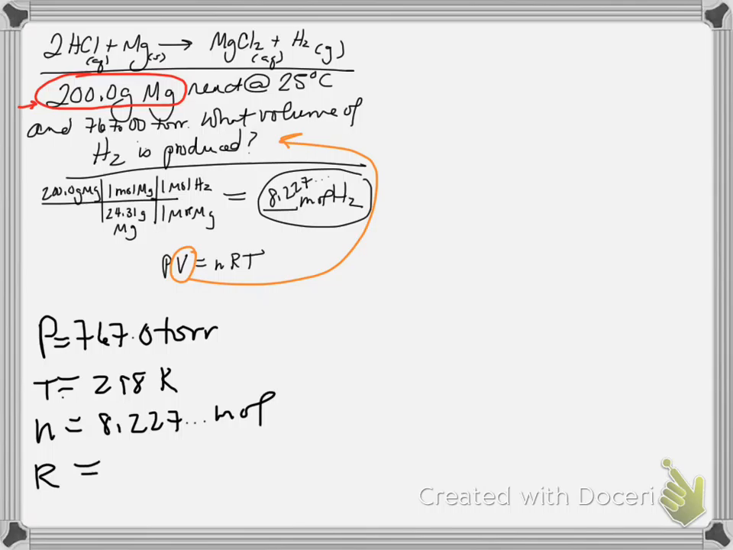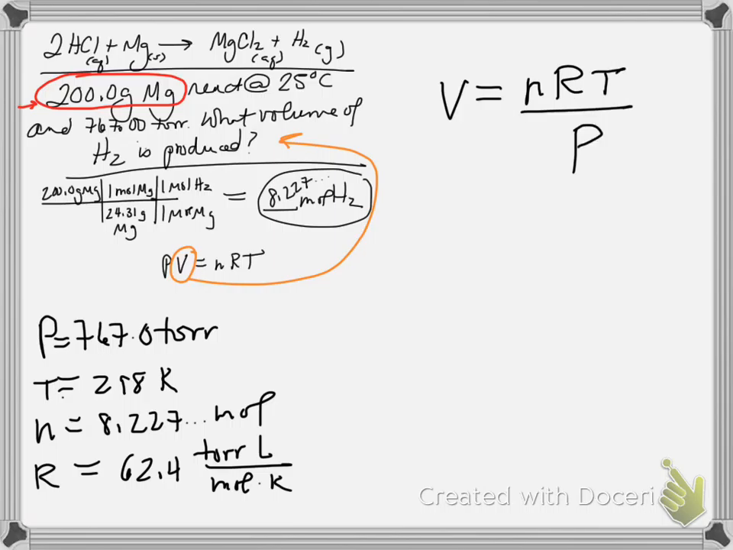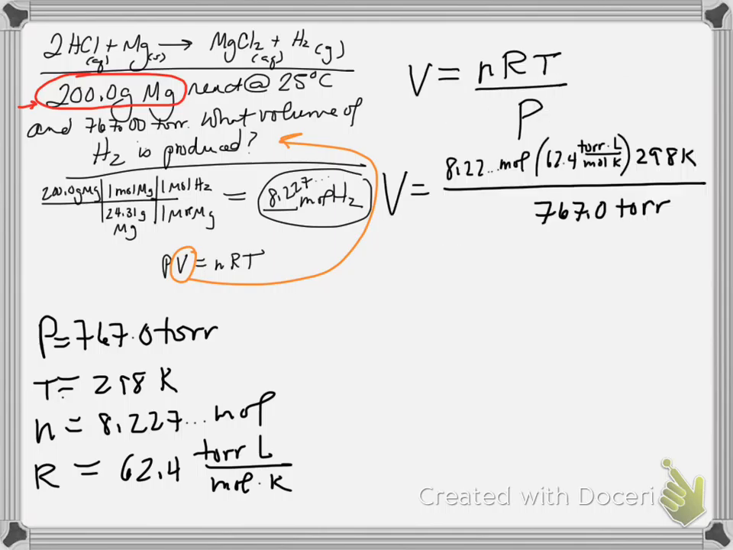And I gave the pressure in torr, so we would use the ideal gas constant in torr, 62.4 torr liters over mole kelvins. Rearrange to solve for V. V equals nRT over P. V equals, we've got our plugins there, and we cancel out units, make sure that we've got our rearrangement correct. We end up in liters, which is just what we want.